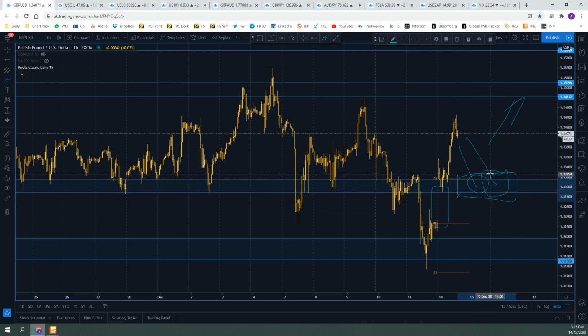But if I do think the overall bias is intact, I'm not going to refrain from taking an entry at that 133 because I'm afraid of the gap being filled, because that gap's in line with the current market sentiment. So it's not something that I'm looking to fade right now.